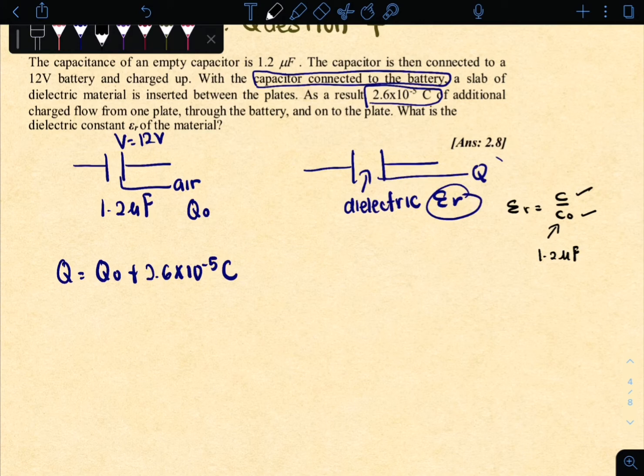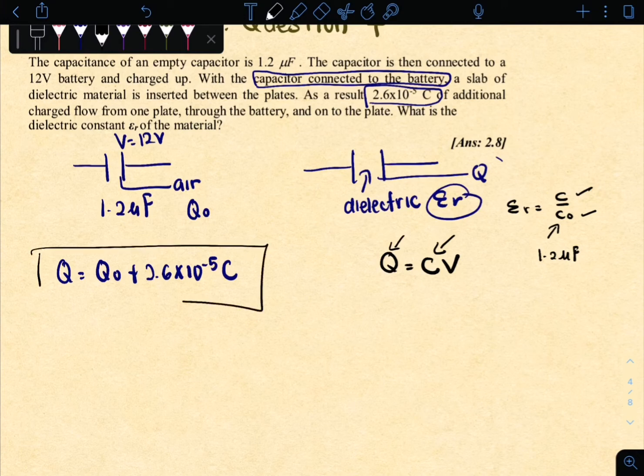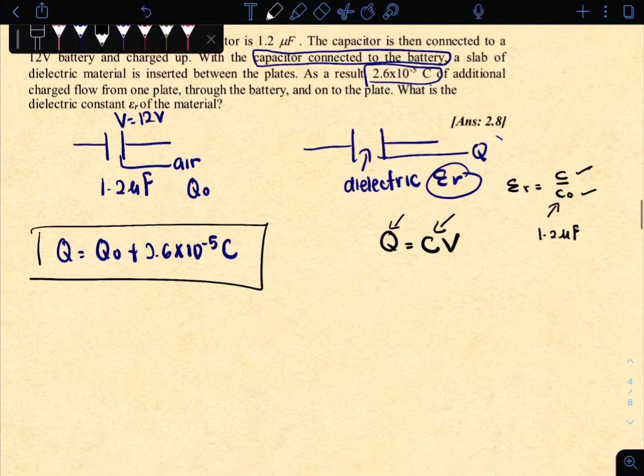So what you can do here is, from the equation of Q equals CV, kita akan cari nilai C ini. For that, kena tahu nilai Q dulu. So apa yang kita akan buat adalah, kita akan cari menggunakan equation ini. Q sama dengan Q naught plus the additional charge. So first, before we cari Q, kita kena cari Q naught dulu.